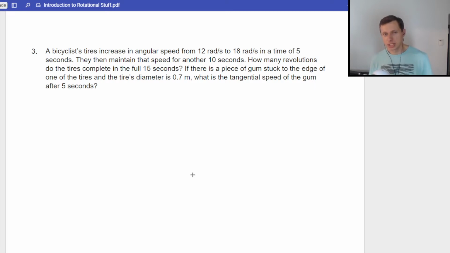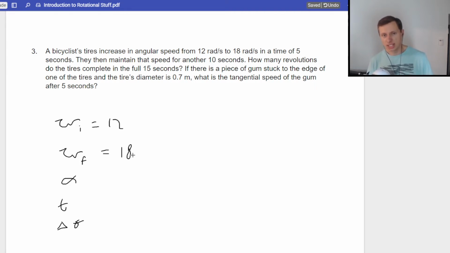Okay, so we're going to break this up into 2 parts. The part with the piece of gum, that's a completely different topic that we haven't talked about yet, but we will in 5 minutes. So for this question, it starts out exactly the same. Omega initial, omega final, alpha, time, and delta theta. They even give us a lot of the information. It started at 12 radians per second, ended at 18 radians per second, and they set a time of 5 seconds.